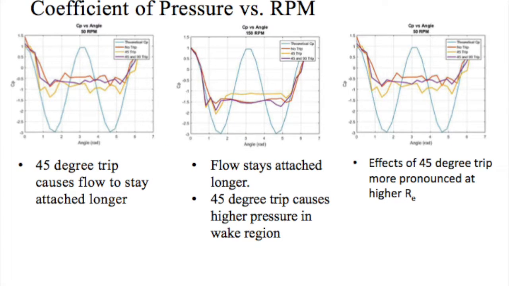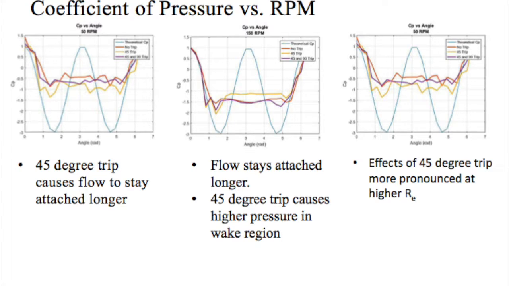These three graphs show the coefficient of pressure at different RPMs. The different colored lines on each plot correspond to the different trip conditions. The blue lines on each graph are the theoretical inviscid solution. In real life, the boundary layer around the cylinder causes non-ideal effects. The middle peak of the inviscid solution is cut off by the real data because there is an area of low pressure in the wake.